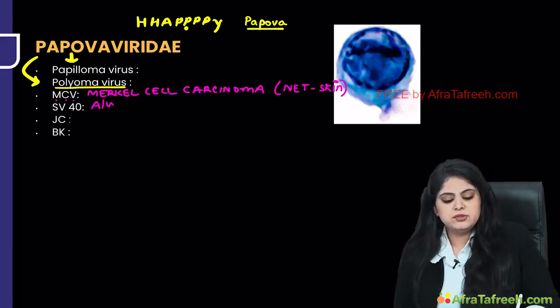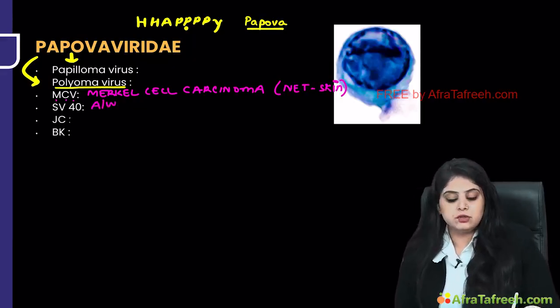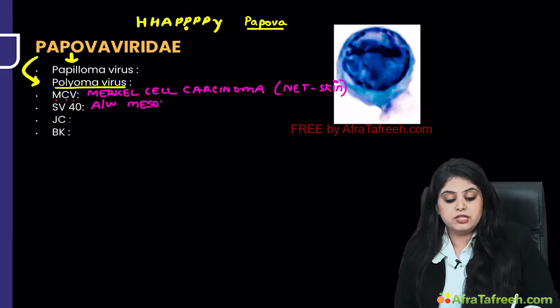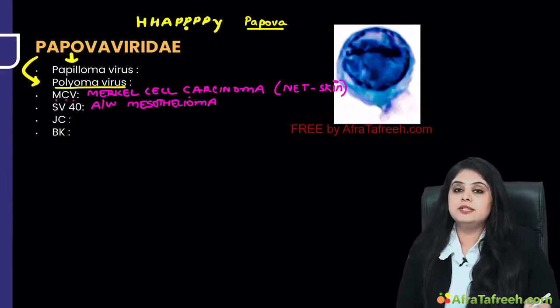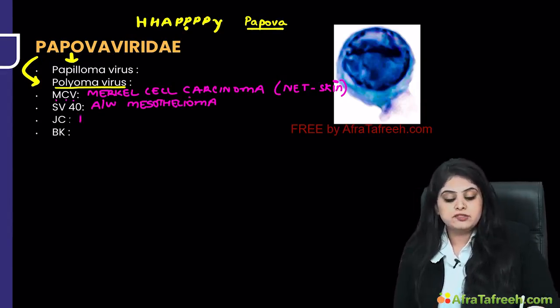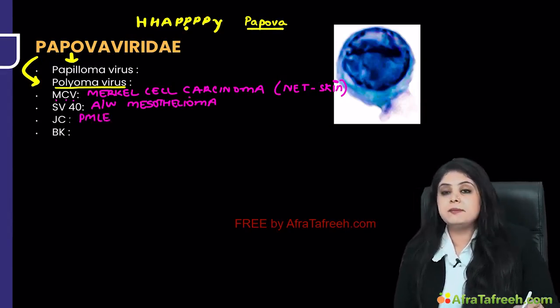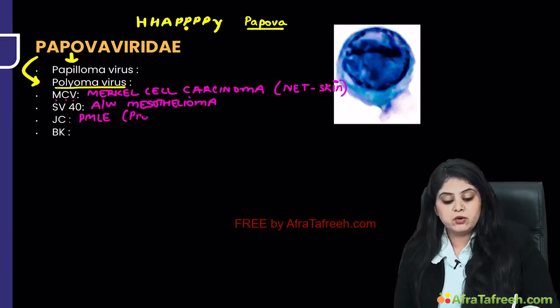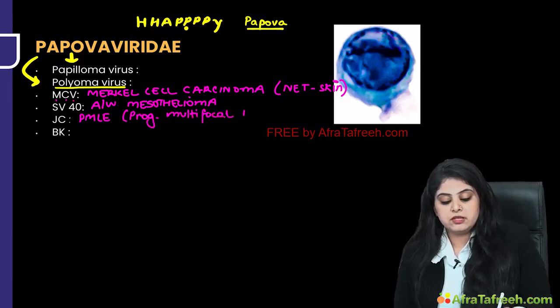SV40. Earlier they used to say SV40 doesn't cause anything, but now in pathology textbooks it is shown that SV40 is associated with a lung tumor, that is mesothelioma. Coming to JC virus. JC virus causes PML. PML is progressive multifocal leukoencephalopathy. I hope all of you remember this short form. If not, quickly have a look once. Progressive multifocal leukoencephalopathy is what is caused by JC virus.